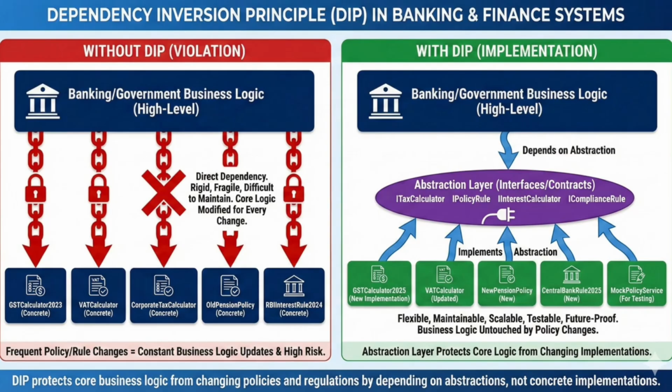This is a clear violation of the dependency inversion principle, because the high-level business module is tightly coupled with low-level tax rule implementations. The system becomes rigid, fragile, and extremely difficult to maintain. Now let's see how dependency inversion solves this beautifully.